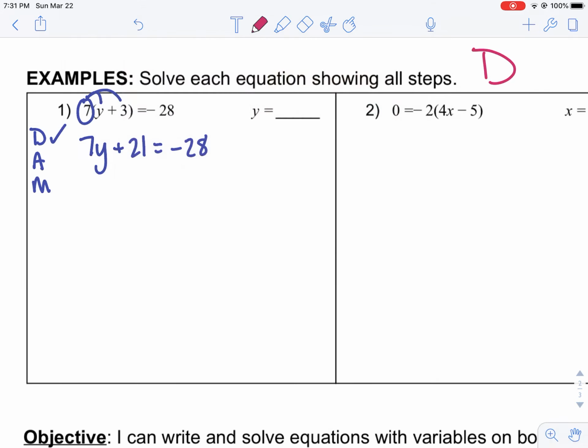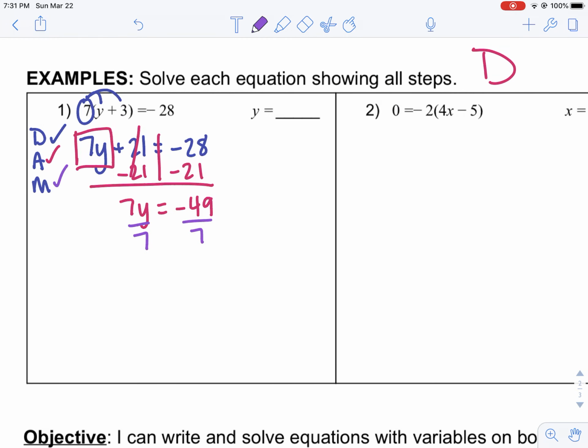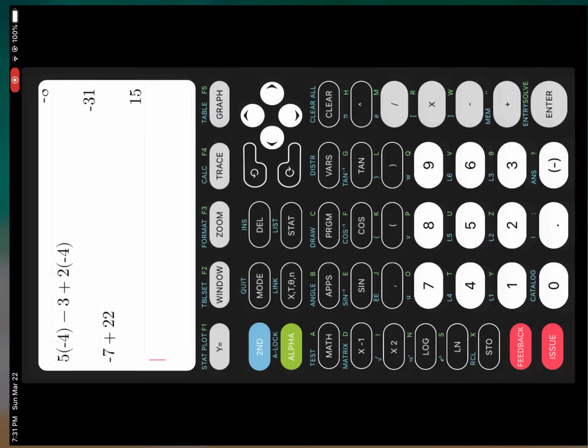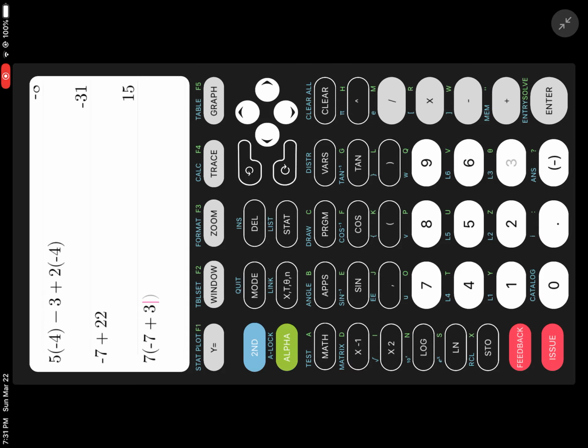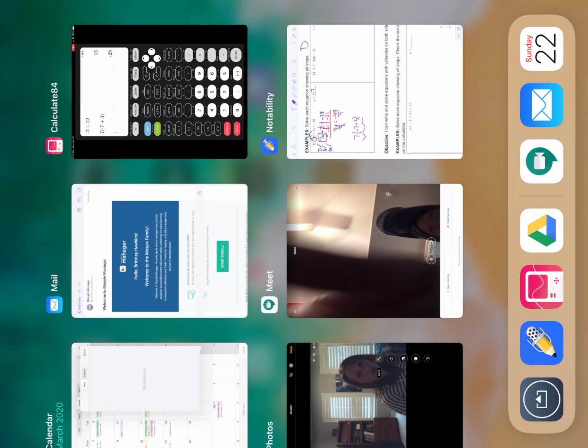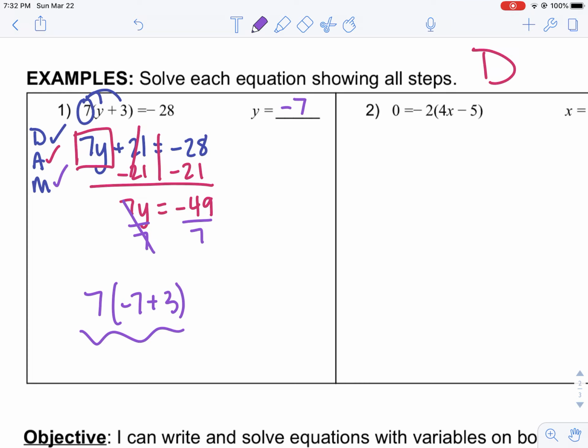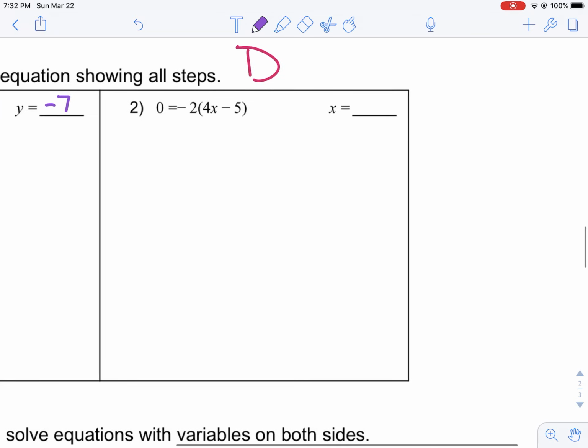So we've done the distributing, now we do the add or subtract, just like we were doing on task 1. So subtract 21 from both sides. 7y equals -49. And then multiply or divide. In this case, we are dividing. -49 divided by 7 is -7. Now, when you check in your calculator, you need to enter it just like you see it. So 7 times -7 plus 3 with those parentheses, and we did get -28. Make sure you are checking and typing it in just like you see it.